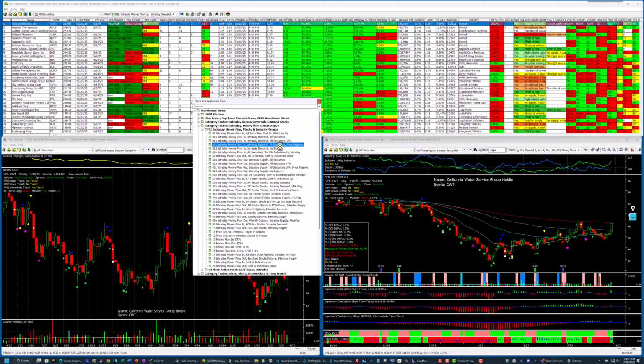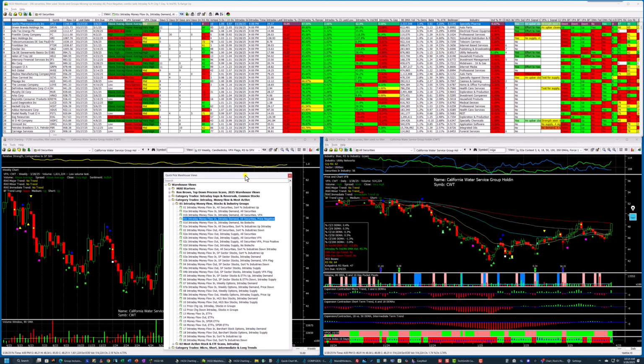And so with this scan, you can find stocks that sold off. Look at these, a lot of these gap down, and there's money flowing back into them as the day goes along. So this one closed at 87.5% of its daily range. Let's bring it up here.